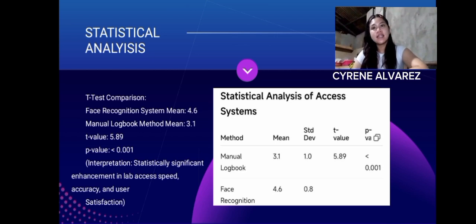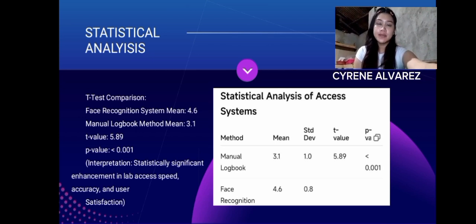Statistical analysis. T-test comparison: face recognition system mean 4.6, manual logbook method mean 3.1. T-value 5.89, p-value 0.001. Significant enhancement in lab access, speed, accuracy, and user satisfaction. Manual logbook 3.1, 1.0, and 5.89. We also have face recognition 4.6, 0.8.